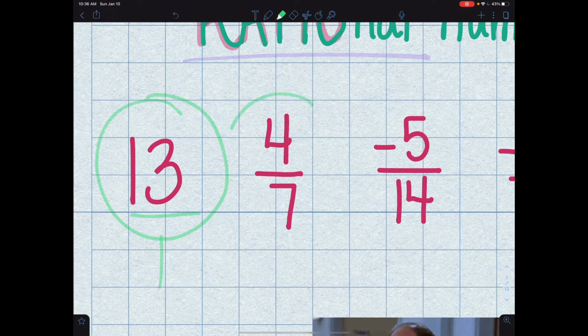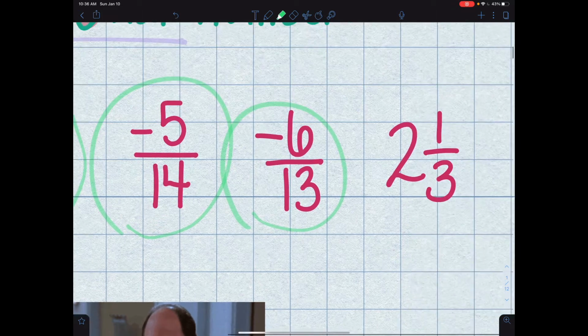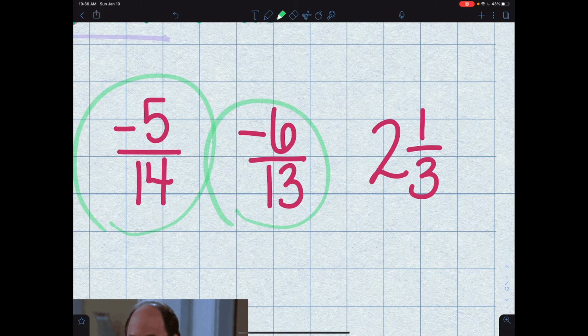The next one, 4 over 7, that's obviously a ratio, so that's a rational number. Negative 5 over 14, nothing says that a ratio can't be negative, right? So we can have a negative rational number, that's fine, it's still rational. Same with negative 6 over 13. And then this is a mixed number, 2 and 1/3, but it could also be expressed as 7 over 3, right? You can turn a mixed number into an improper fraction, so that's fine. That still counts as a rational number. So those are all rational numbers.